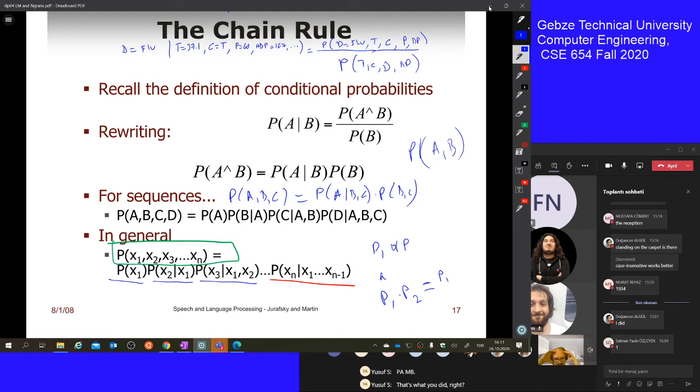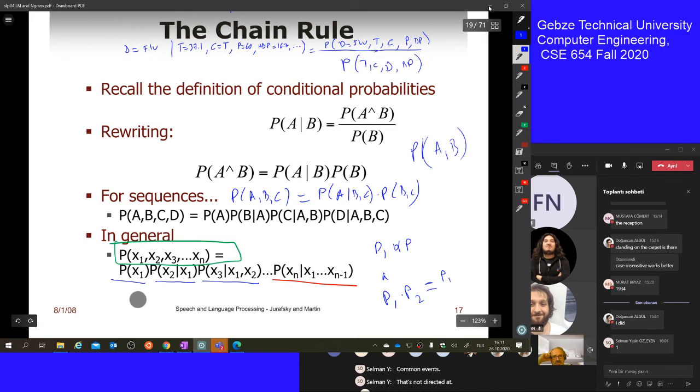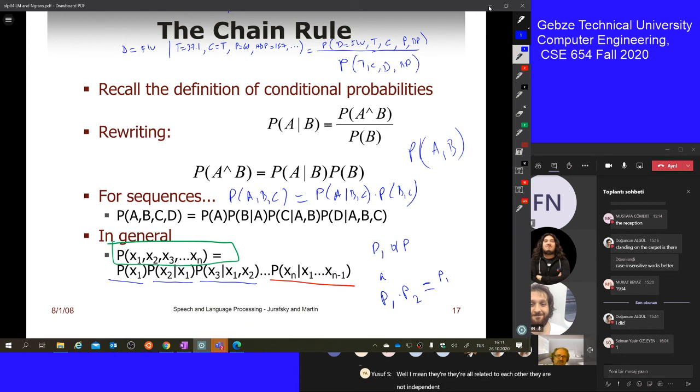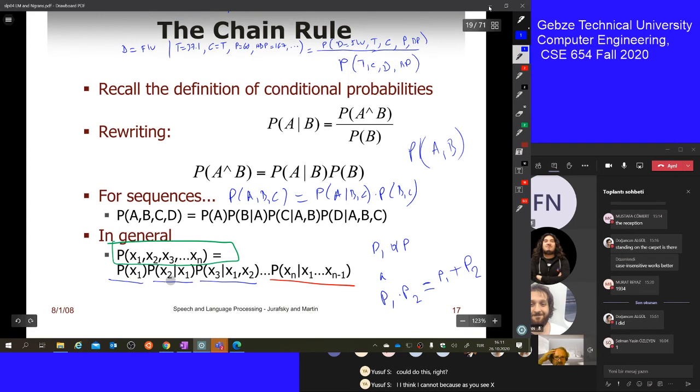No. If they have, how can I say, common events, that's not direct. Well, I mean, they are all related to each other. They are not independent. They are all dependent on each other. So you are saying that if P1 and P2 are not related, then I could do this, right? Yeah, we can just assume they're disjoint. I cannot, because as you see, X1 is common between them. They are not independent.